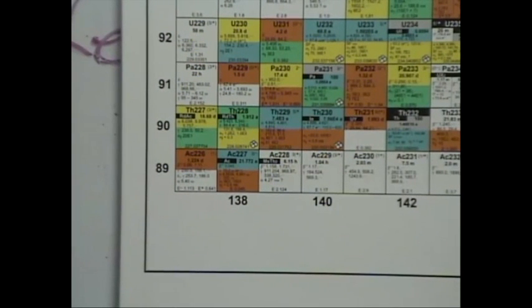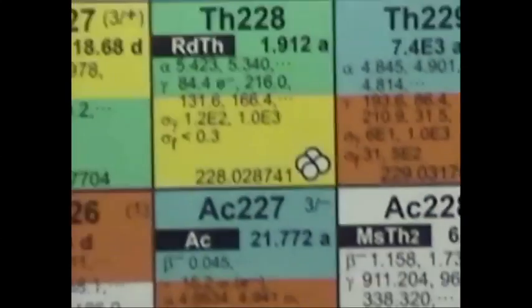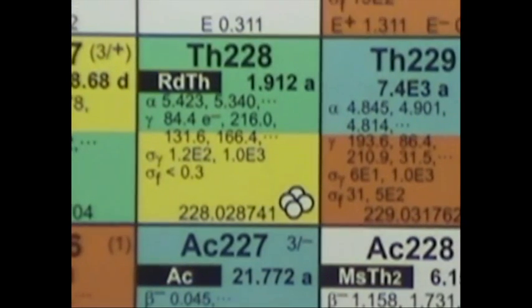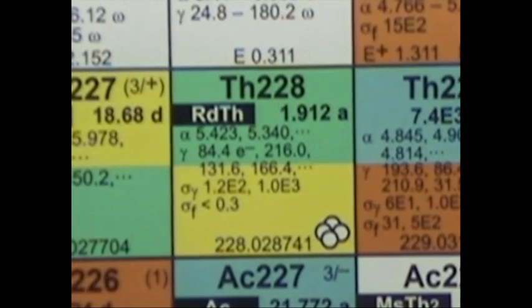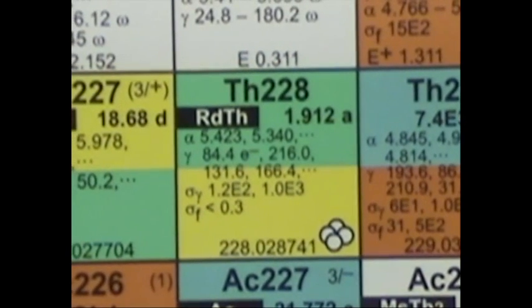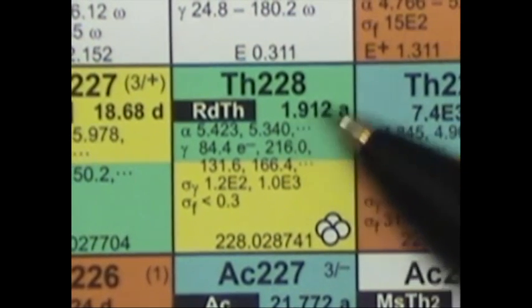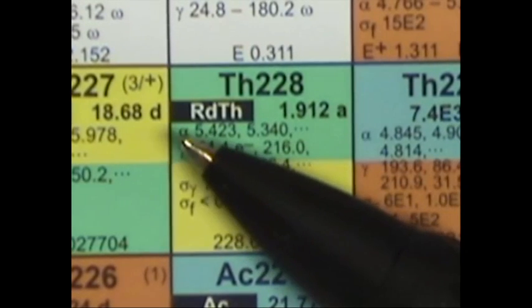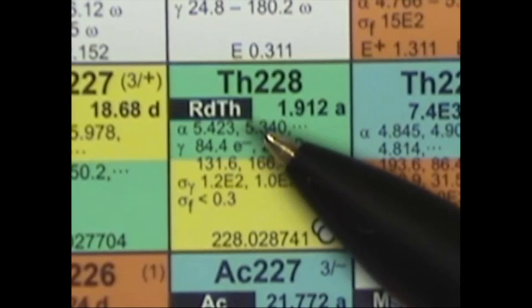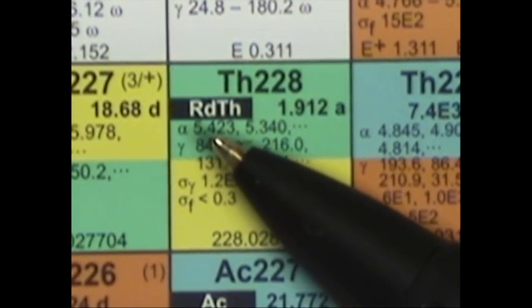In the example that I want to use, let's use thorium-228 as our example. You can see there's a lot of information on this chart. The thorium-228 is radioactive. It has a half-life of 1.912 years. That's what the A stands for. The main mode of decay is alpha emission, and you can see there's more than one alpha, and these are the energy levels of those alphas.